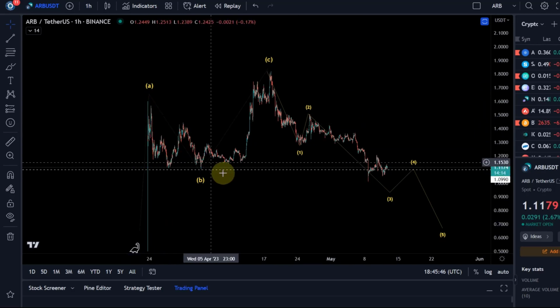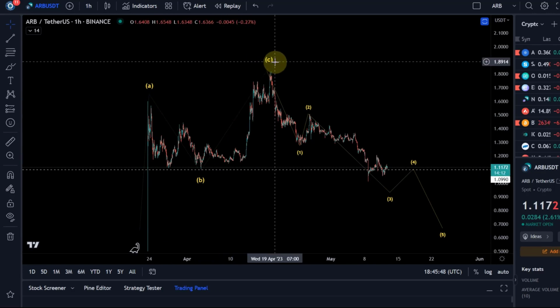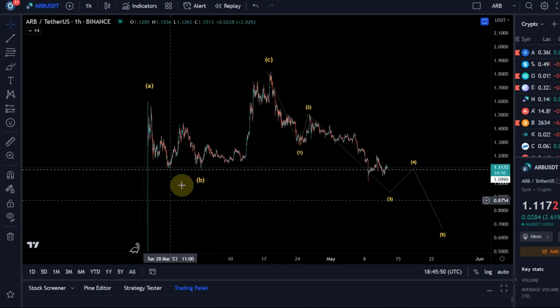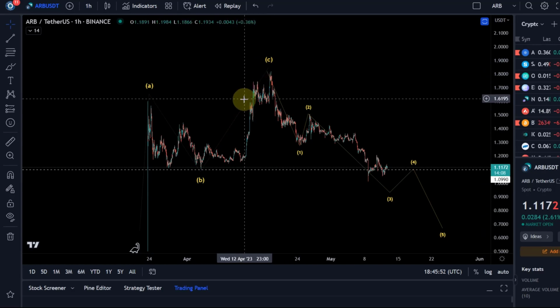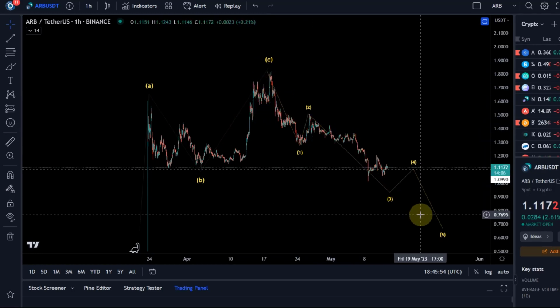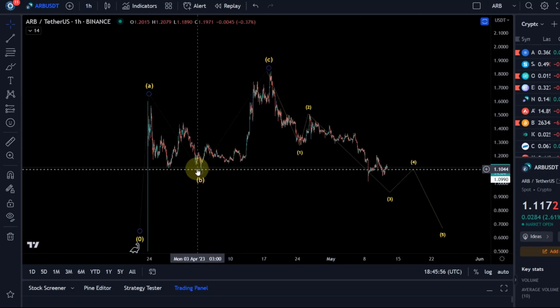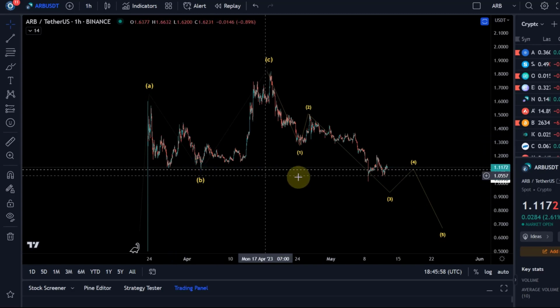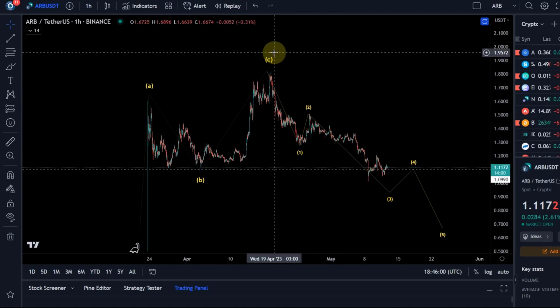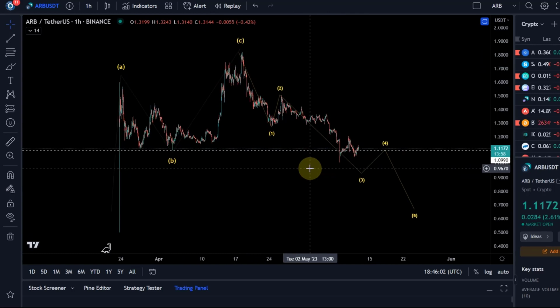we have a three-wave move to the upside in an ABC structure. And if I compare it now to the move to the upside, the move down starts to look rather impulsive, especially as we broke below the previous swing low. The way we're coming down looks now rather impulsive anyway.